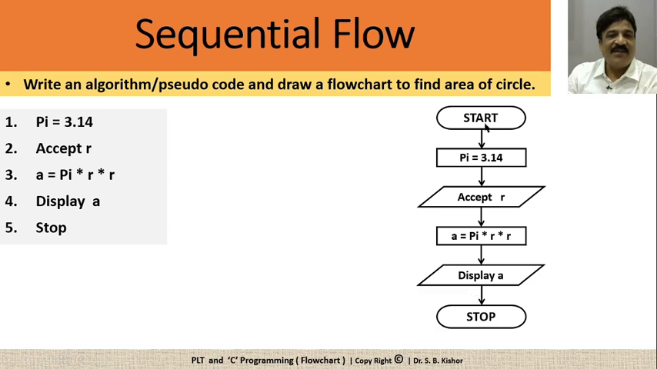Observe the arrow sequence. It is very important to show the sequence of flow. Here there is a guarantee that each and every symbol, each and every statement, is going to be executed, and that's why it is referred to as sequential flow.